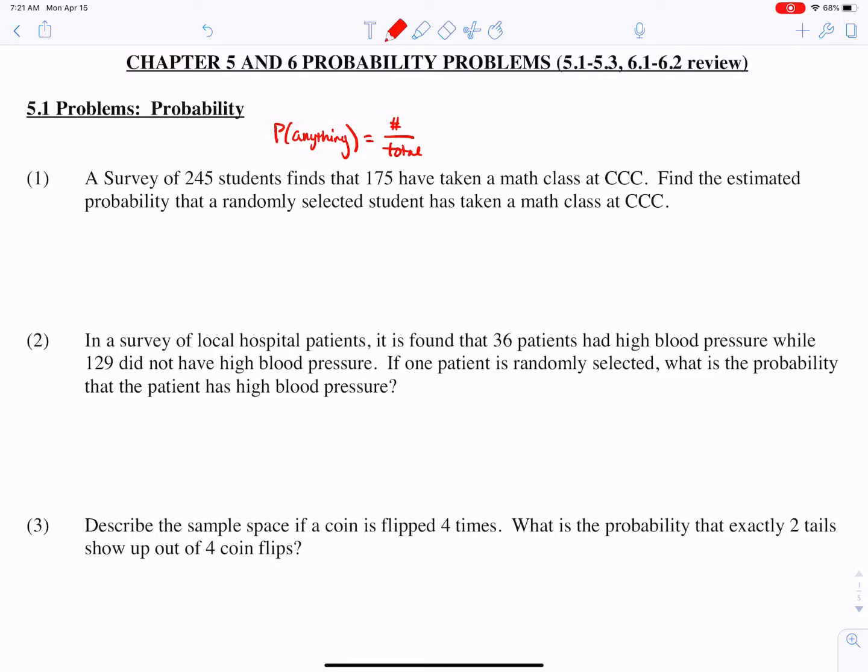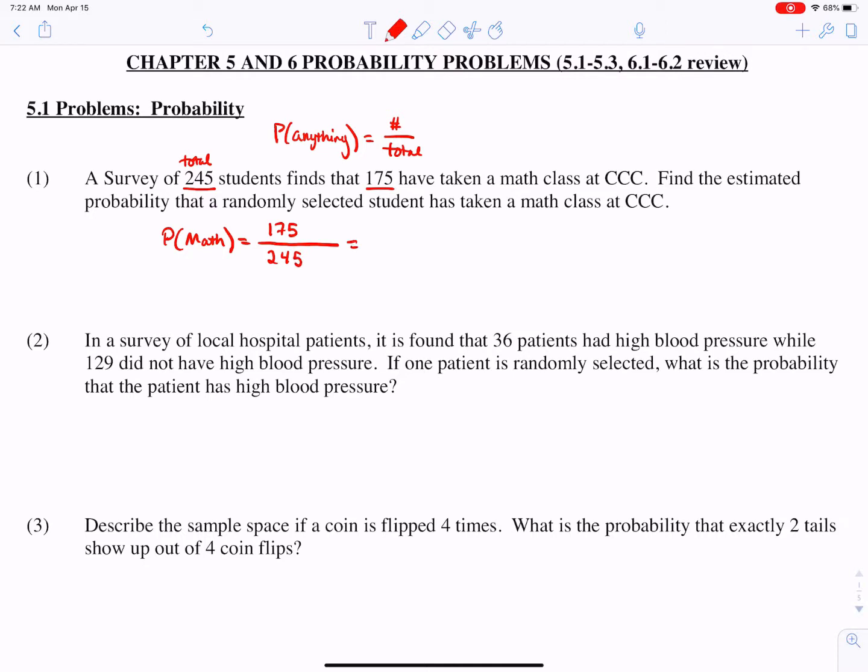So in this first example, we have a survey of 245 students. So right away, we know that that is the total. We also know that the survey finds that 175 have taken a math class at CCC. So they ask us to find the estimated probability that a randomly selected student has taken a math class at CCC. The probability of taking a math class would be the number who have taken a math class, which is 175, divided by the total, which is 245.